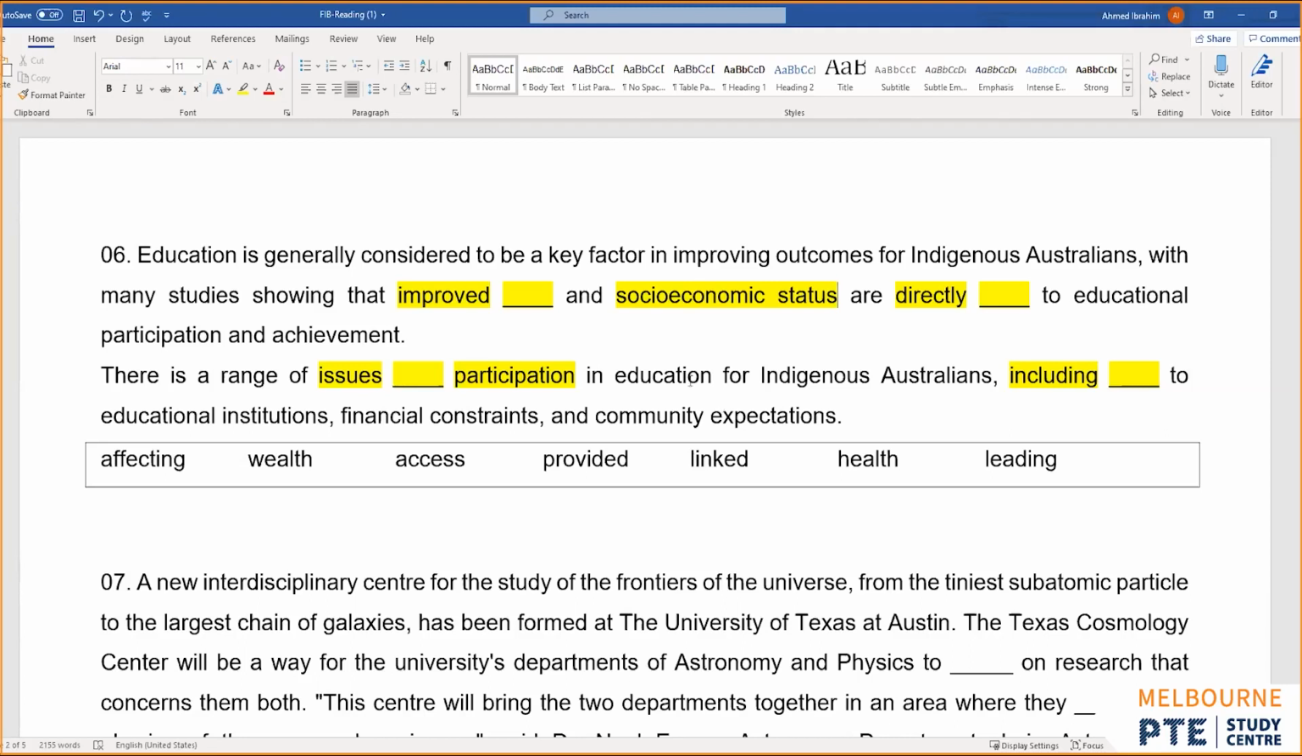Okay, guys, let's have a look at it together now. For Indigenous Australians, with many studies showing that improved dash and socioeconomic status are directly dash to educational participation. Now for the first blank, what do you think should come here? Good. Okay. Now, why health and why not wealth? Wealth and socioeconomic status, more or less, mean the same thing. So if I say improved wealth, that will be incorrect.